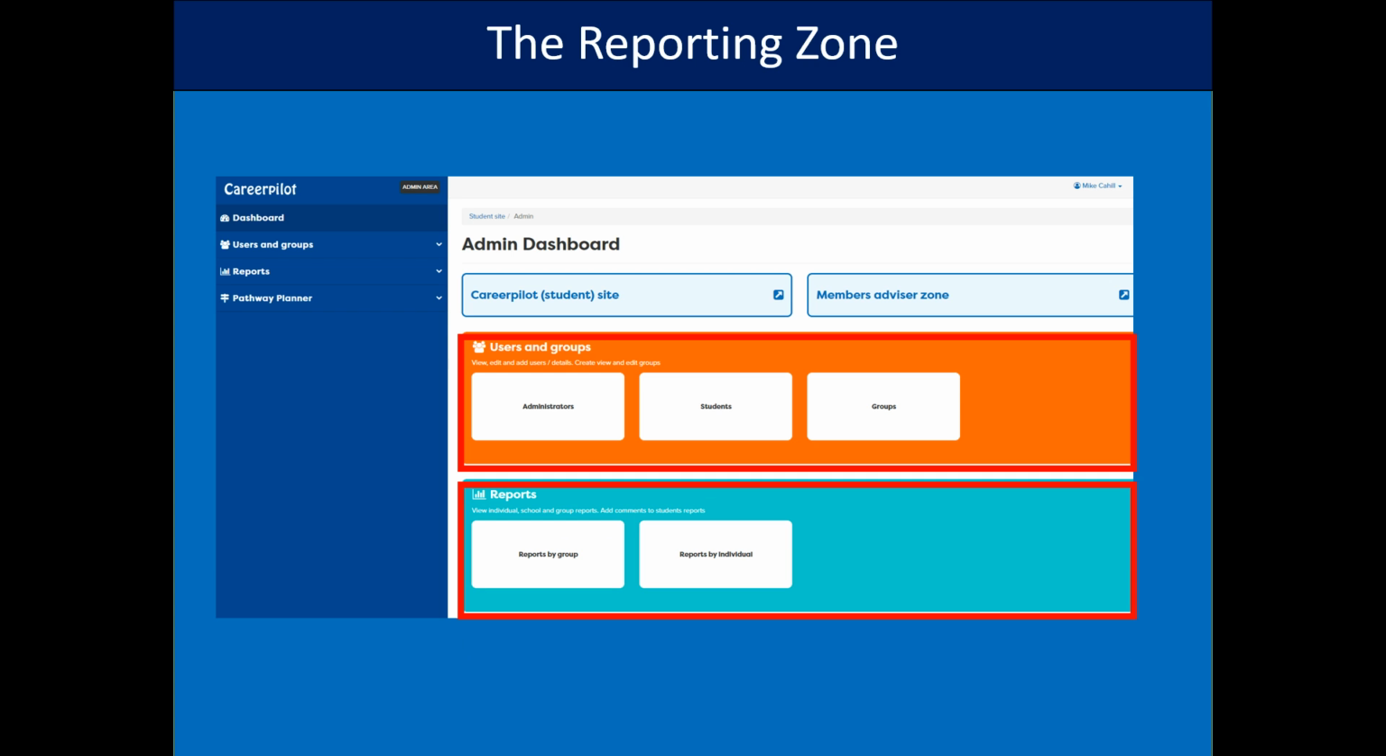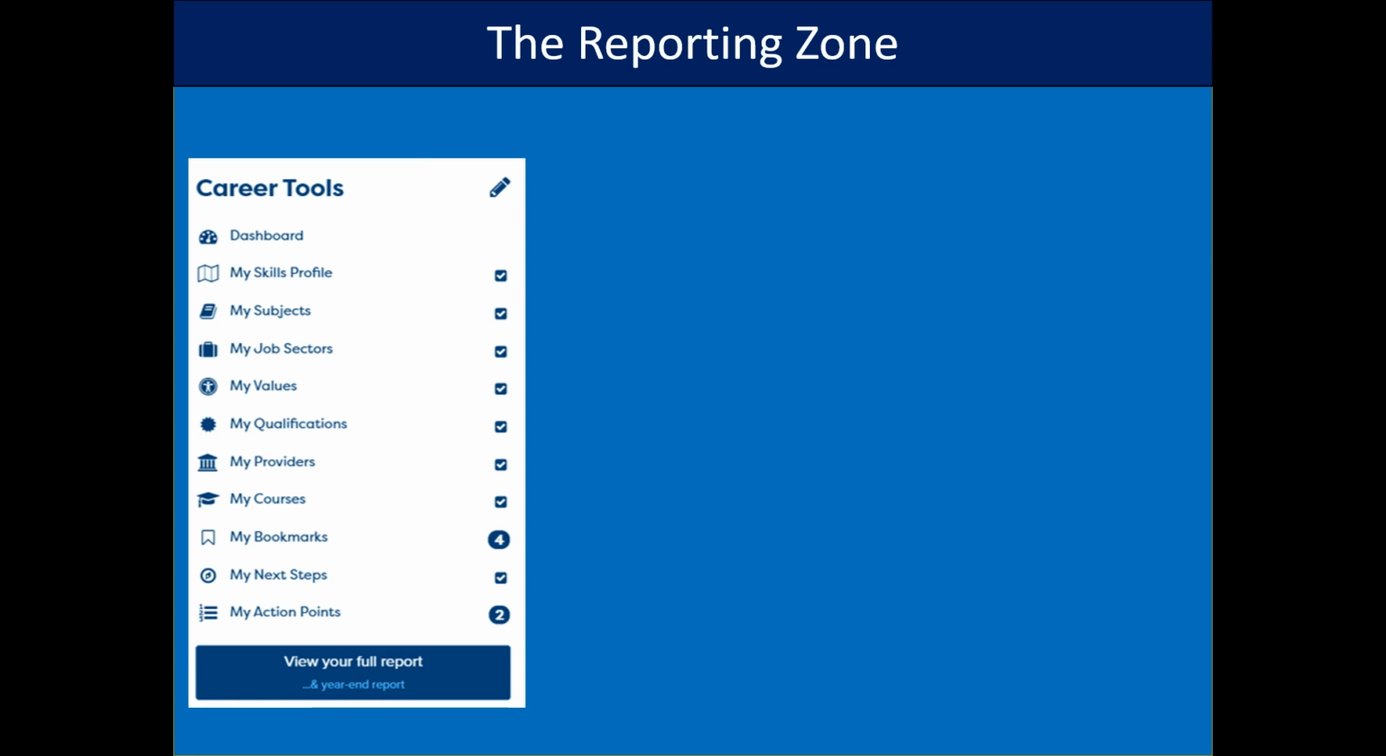So you can set up groups, so you can put certain students into particular groups and give other members of staff access to those groups to see that data. And you can also run off reports by group or by individual. As mentioned, it's the top right-hand corner where you can access this. You just click on admin.